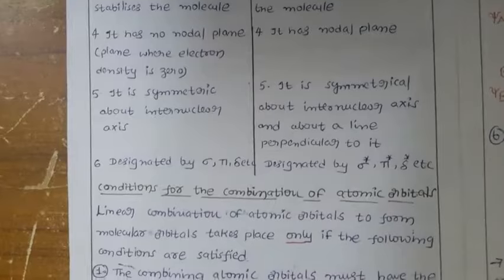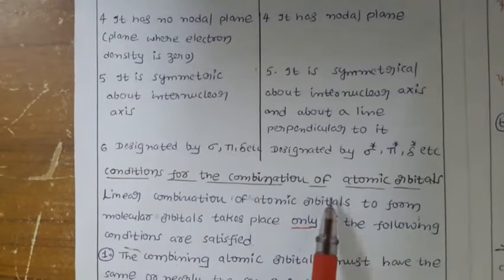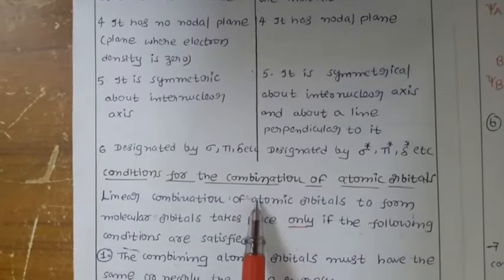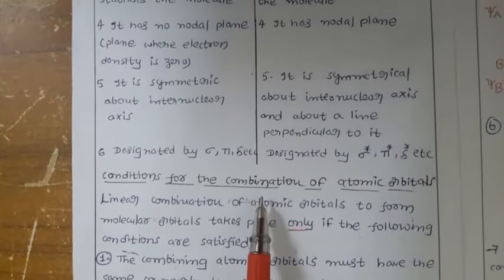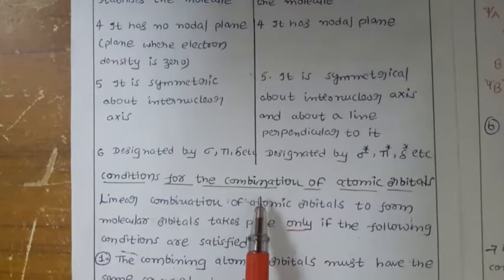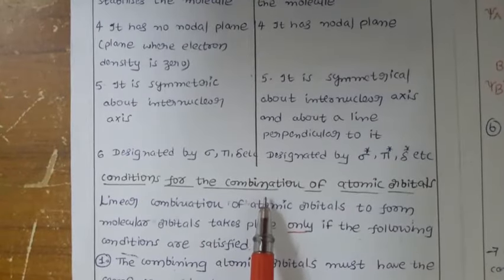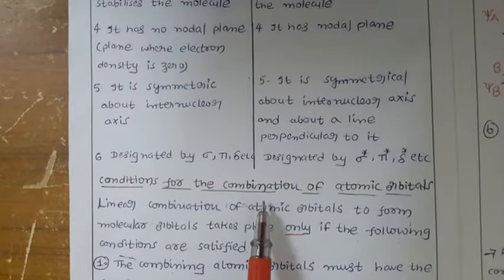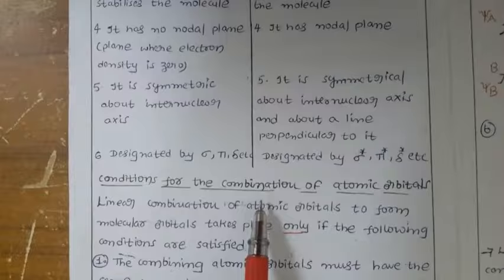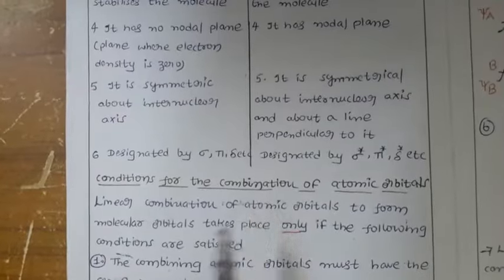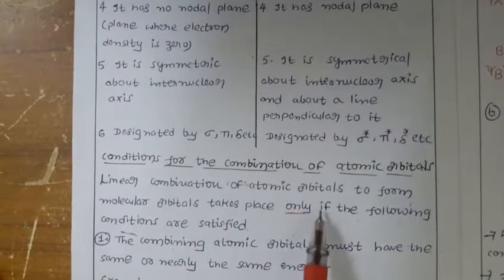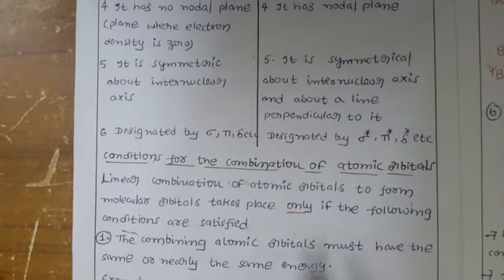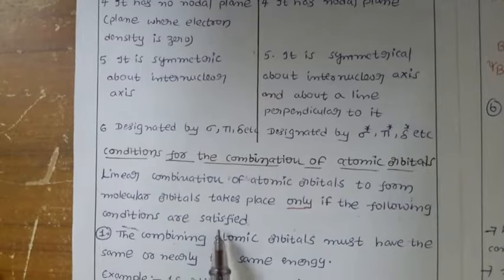Now, next we have the conditions for the combination of atomic orbitals. We just discussed how molecular orbitals form by the mathematical expression, linear combination of atomic orbitals, and then quantitatively by using constructive and destructive interference. Next, what are the conditions? Linear combination of atomic orbitals to form molecular orbitals takes place only if the following conditions are satisfied.